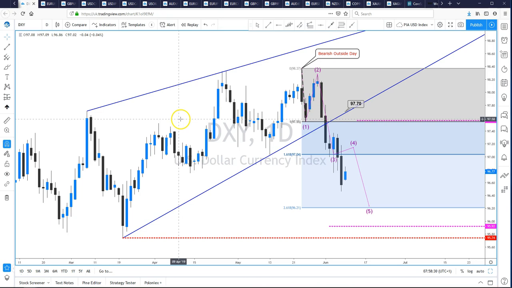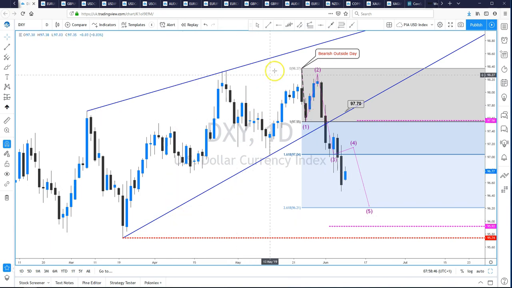I'm going to start off with the dollar index, then go through all the FX majors, basically highlighting what chart formations we're seeing this week, support resistance levels, and basically our intraday targets for today. So starting off with the dollar index.